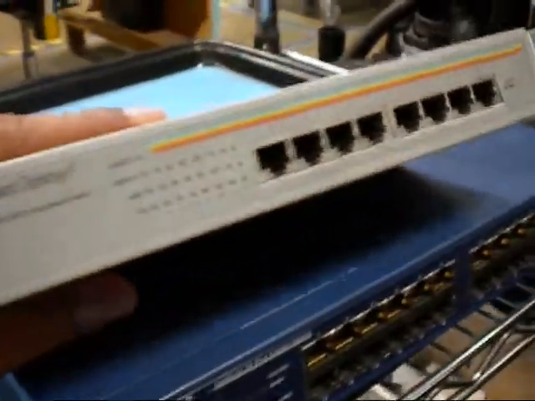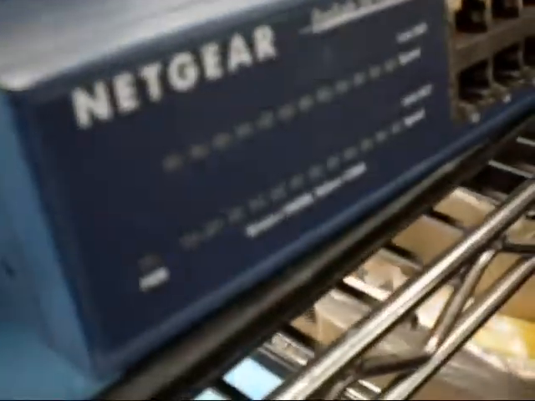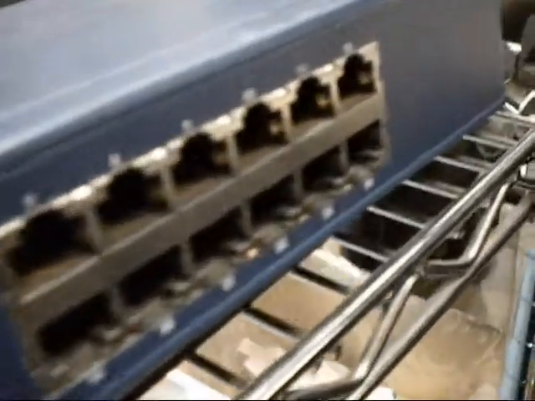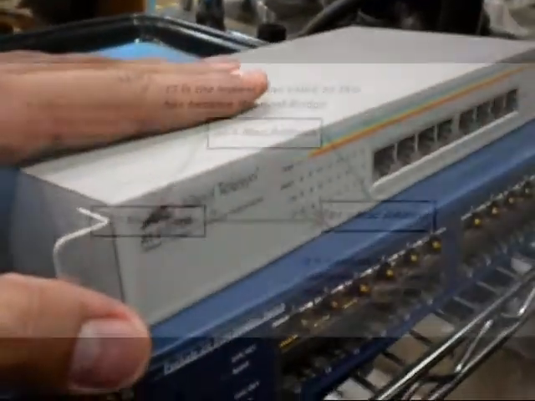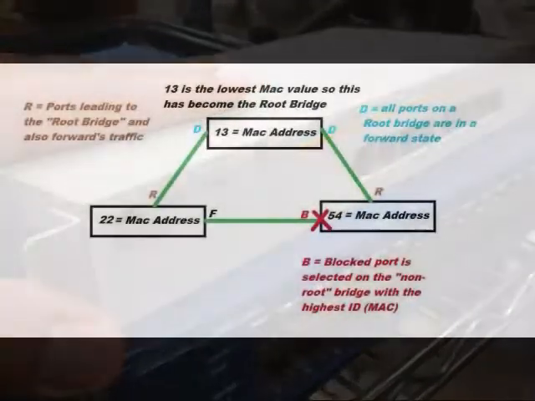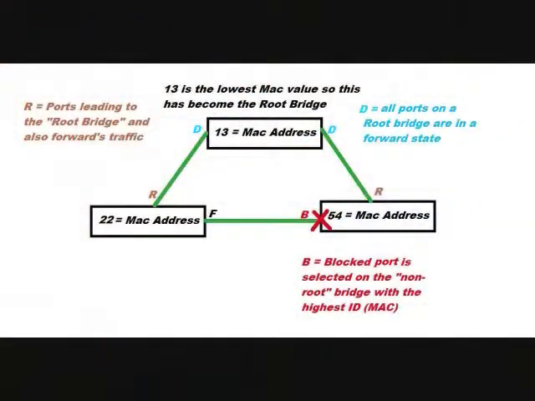So what you see here are two simple unmanaged switches. You can probably find these at your local retail store. This here is a Netgear 24-port, and this is an Allied Telesyn. Nothing fancy about that. Quick overview of what spanning tree actually does: spanning tree prevents loops from happening in Cisco devices.